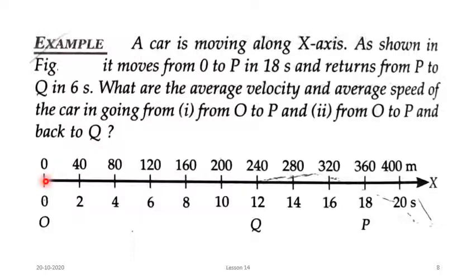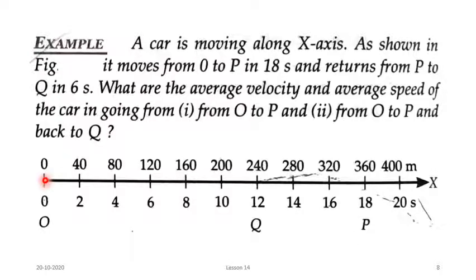Similarly, your average velocity. This is your initial position, 0. This is your final position, 360 meters. What is the displacement between your initial and final position? 360. How much time does it take? 18 seconds. So 360 divided by 18, again you will get 20 meters per second. Now, for part 2, from O to P and back to Q.